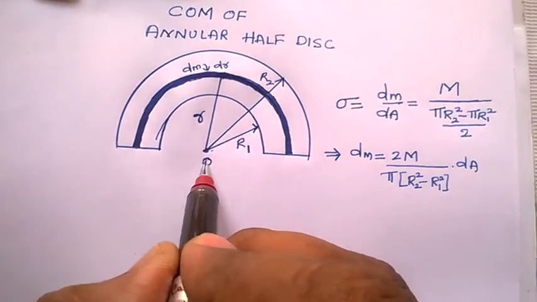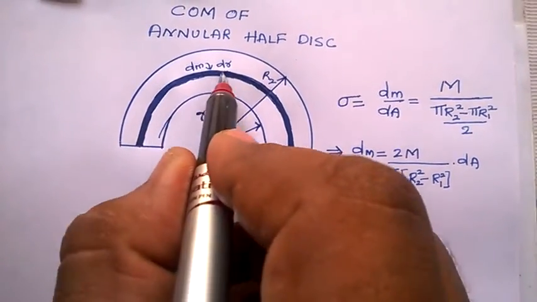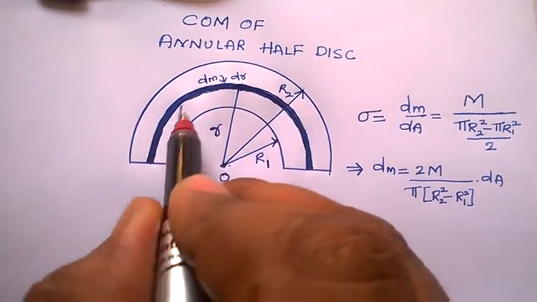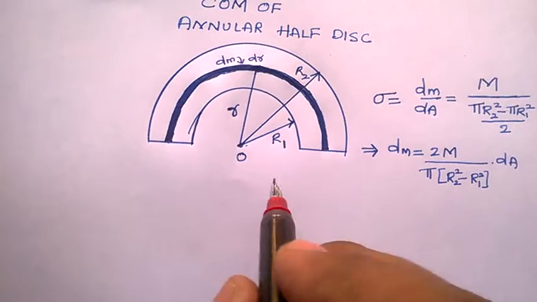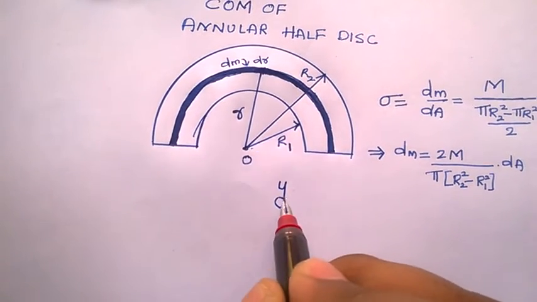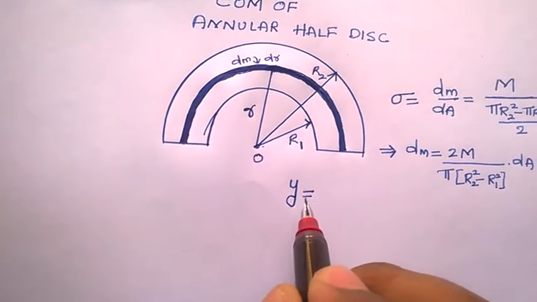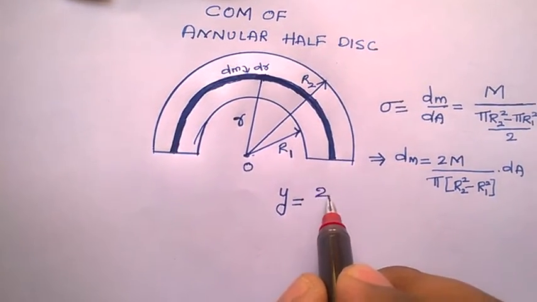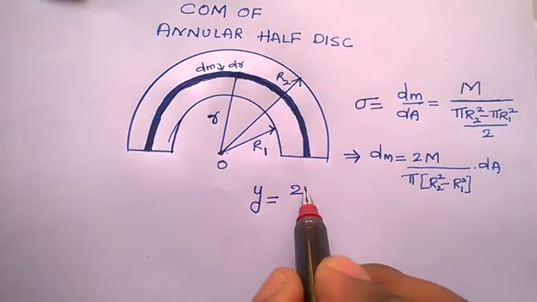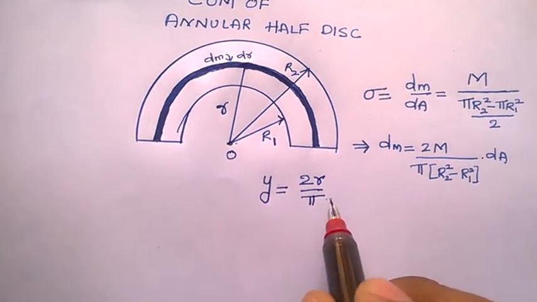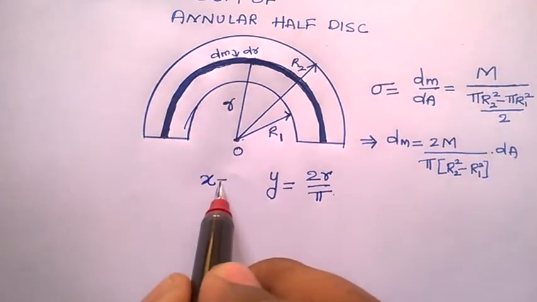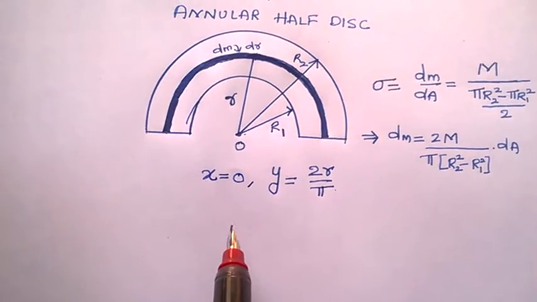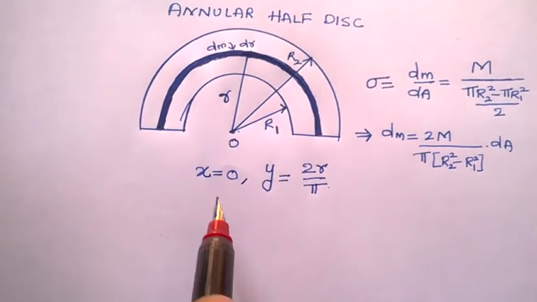So let this be the origin. Now this is a strip which is in the form of a semicircular wire, and we know for a semicircle there is no coordinate of center of mass along x, and the coordinate of center of mass along y is 2r by pi. Since the radius is r, I'll write it as 2r by pi. And the coordinate of center of mass of this strip is 0 along the x-axis.